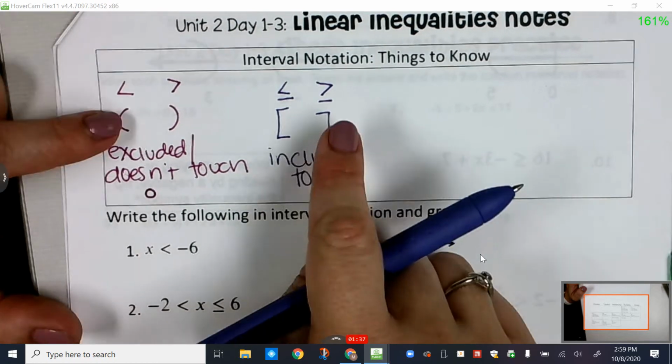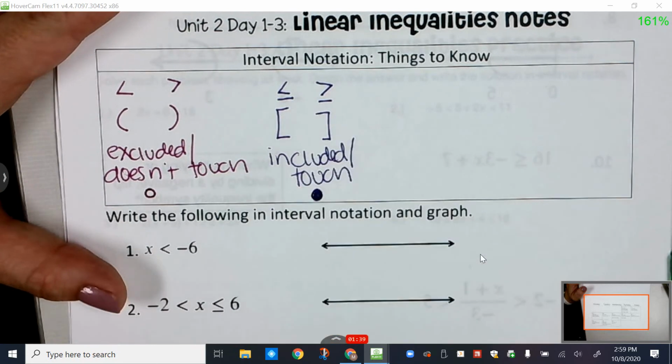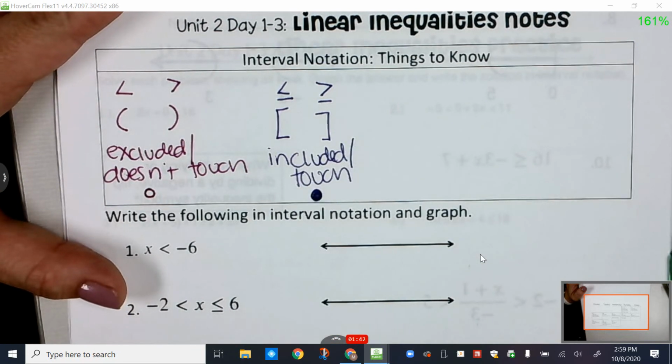Now, we're going to be using more of our parentheses and our square brackets strictly because we're turning it into interval notation. That's the whole reason we're graphing.